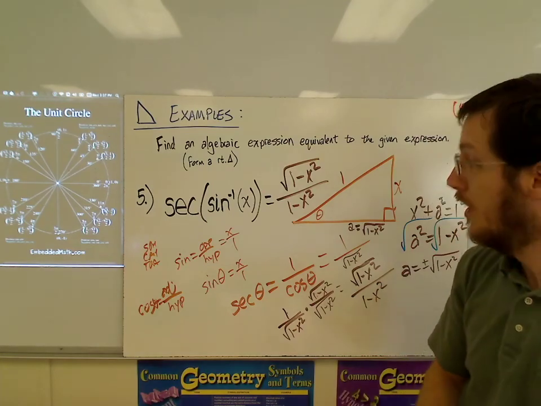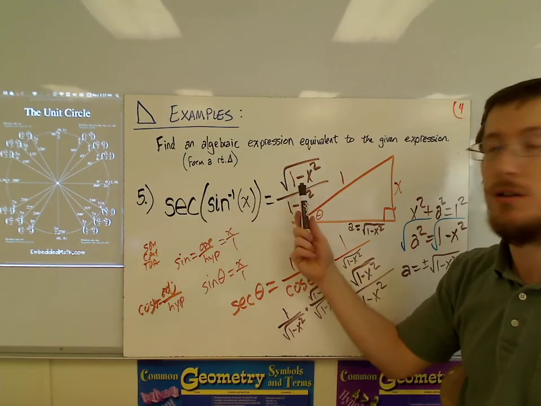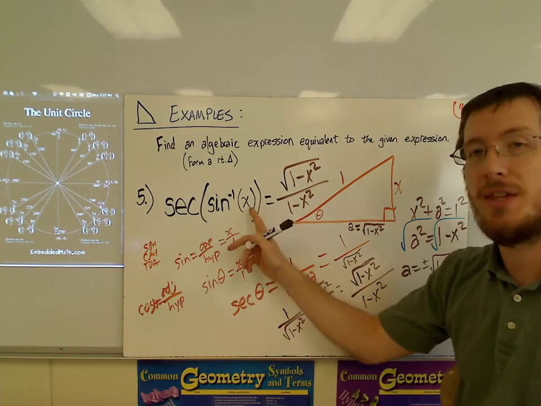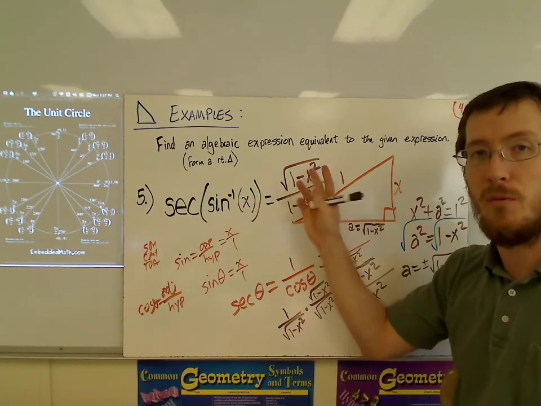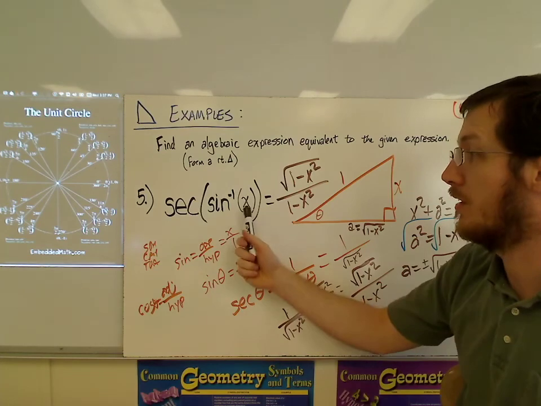Jewett. Okay, it's not very pretty, but it is an equivalent expression to the secant of the inverse sine of x. So if we knew what this x was, we could plug it in here and we could get the actual value for any x that falls within our range.